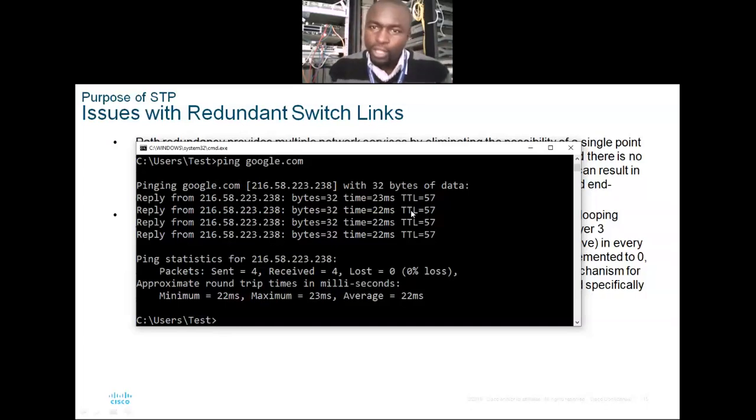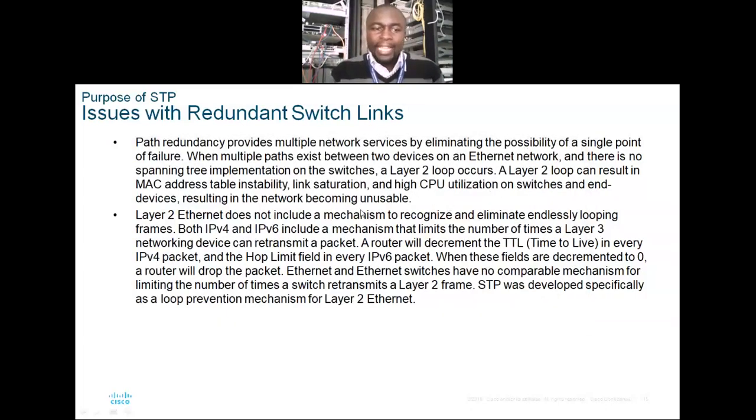So what we are saying here is that layer 3, which uses both IP version 4 and version 6, includes a mechanism to limit the number of times this particular packet can be retransmitted over the network. This is basically to avoid loops. So the hop limit field exists in every IP version 4 and IP version 6 packet, where this particular value is stated. When this field is decremented to 0, the router will drop the packet.